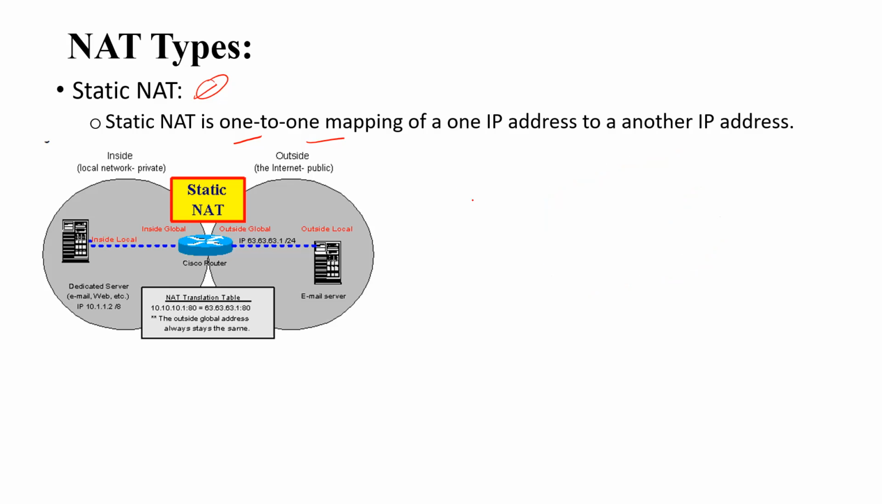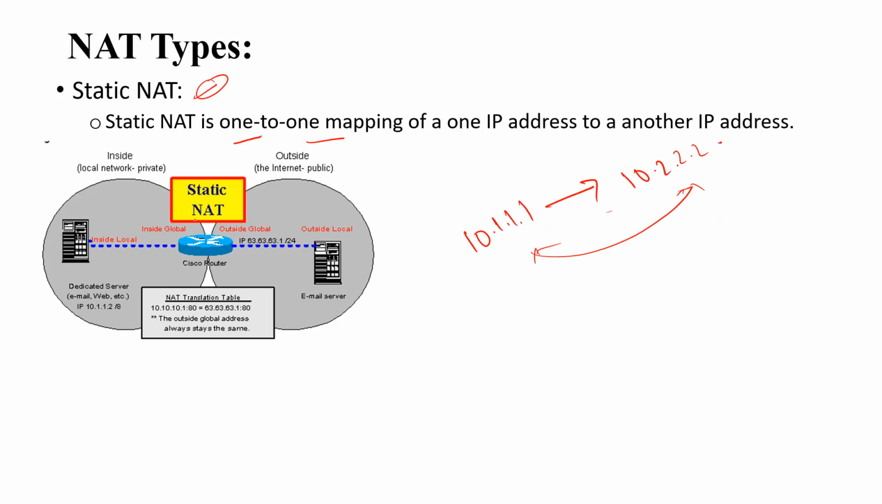It is the mapping of one IP address to another IP address. Suppose we have one IP address, 10.1.1.1. Mapping this IP address to another IP address, 10.2.2.2, is called static NAT. It means it is a one-to-one NAT. Suppose you can see in this example, what's happening here?